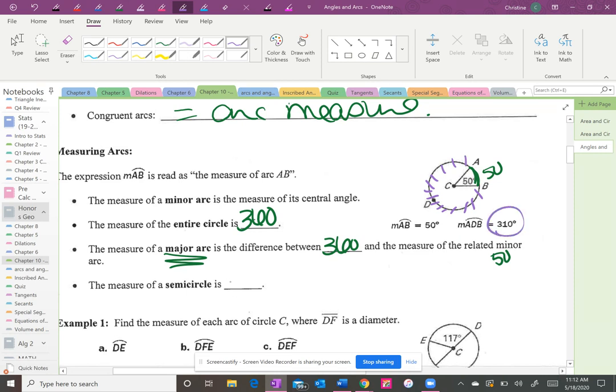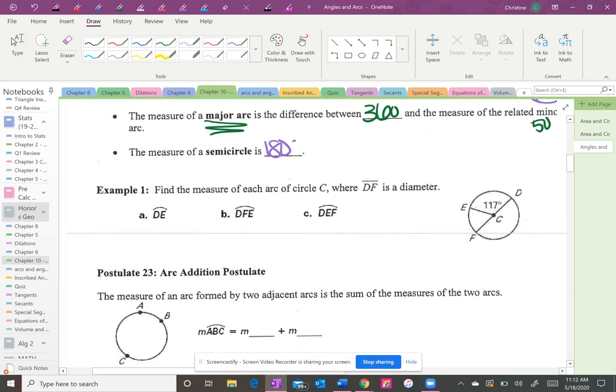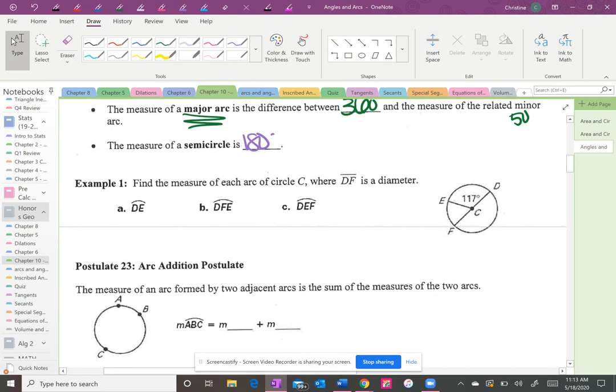And we said before the measure of a semicircle is 180 degrees. Here we go. Find the measure of each arc of a circle. The first thing you want to do in all of these is look for a diameter. If you look for a diameter, you will easily be able to figure out what your other measurements are. Get a calculator here. So what is the measure of DE? Well, it's the central angle, so it's just 117.